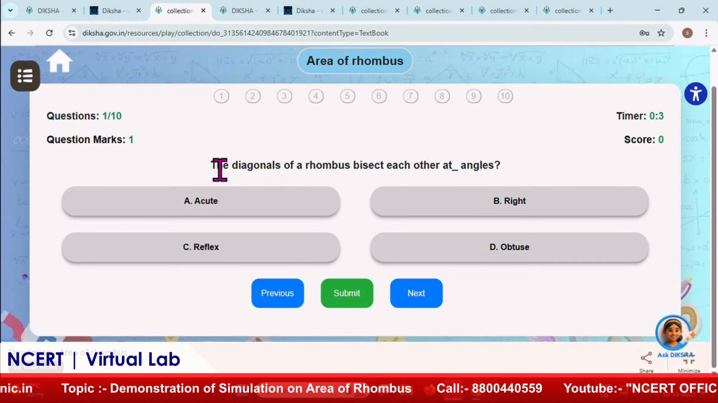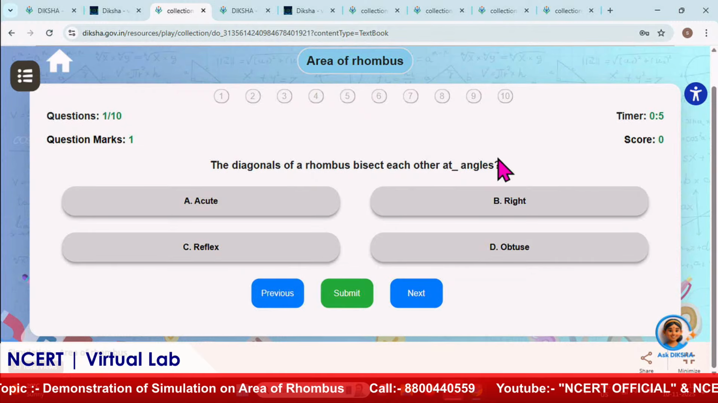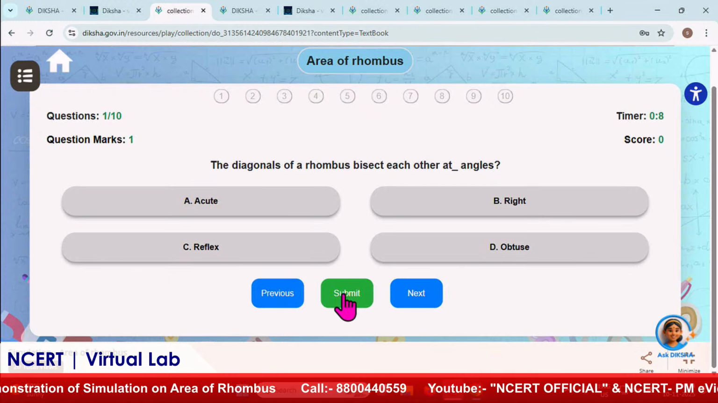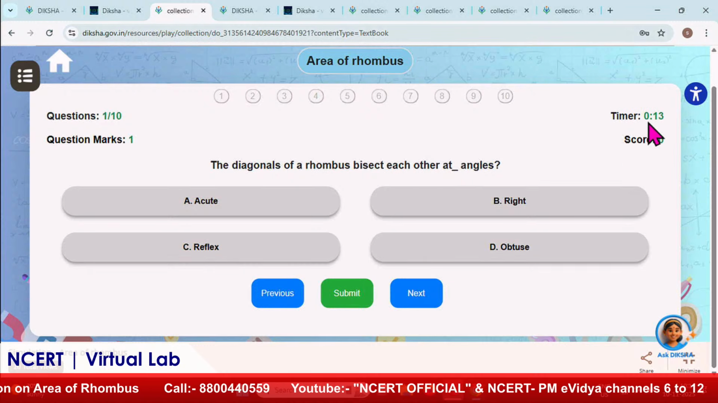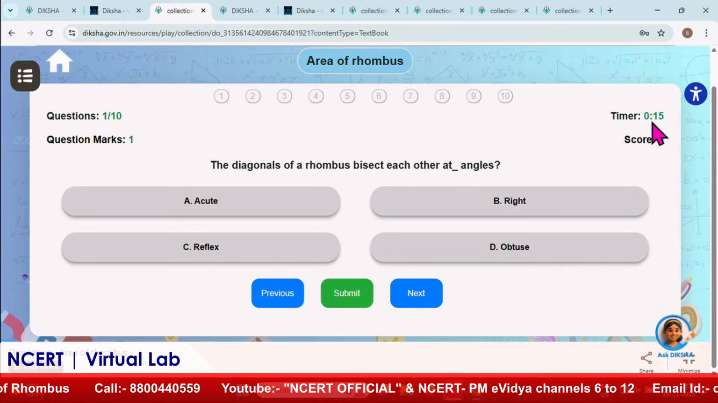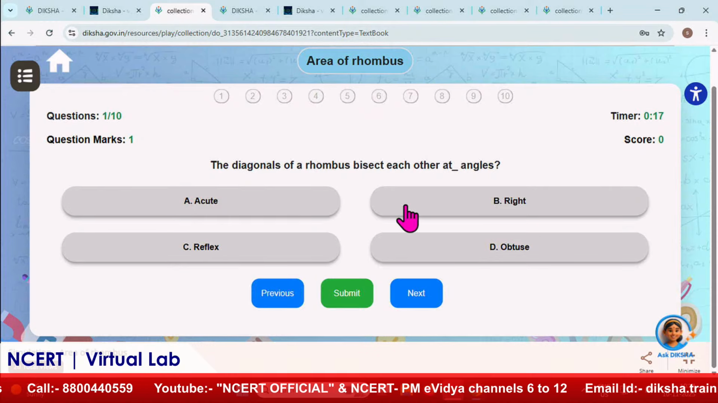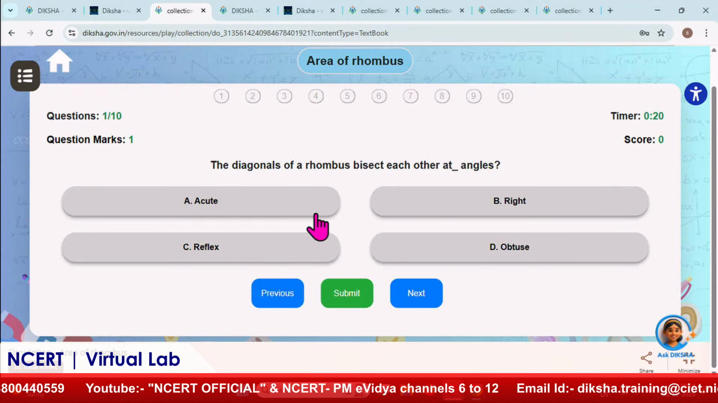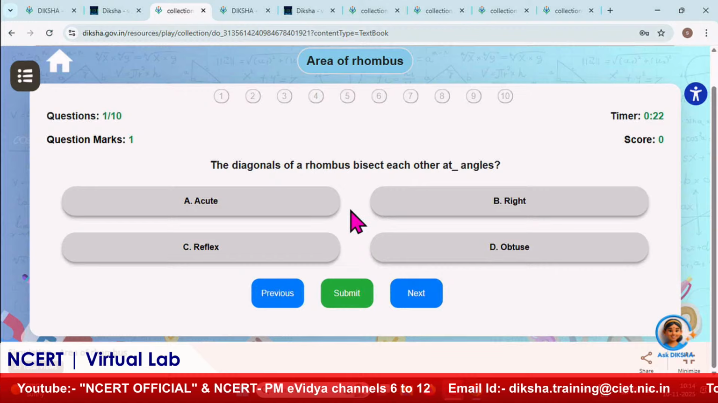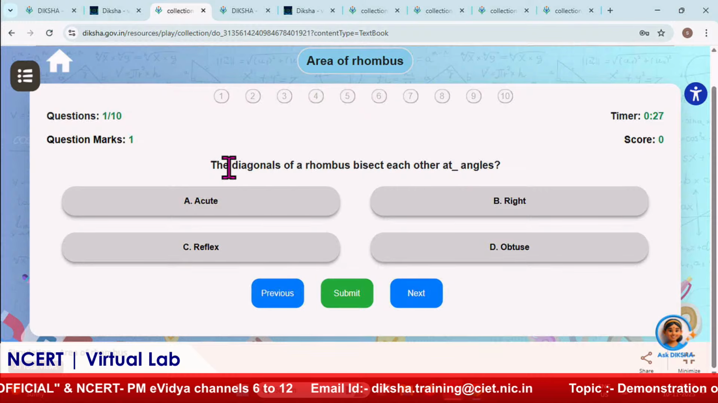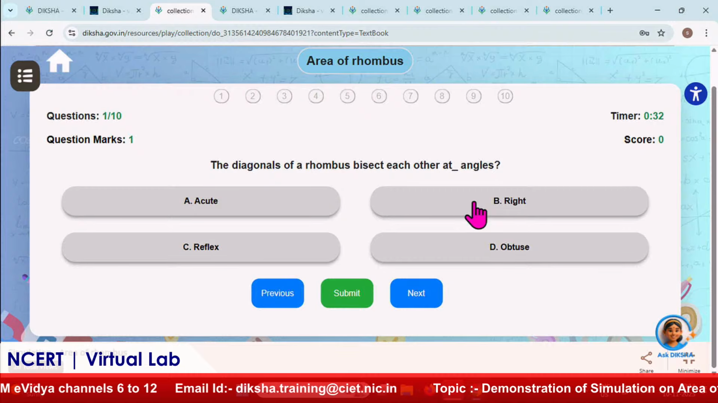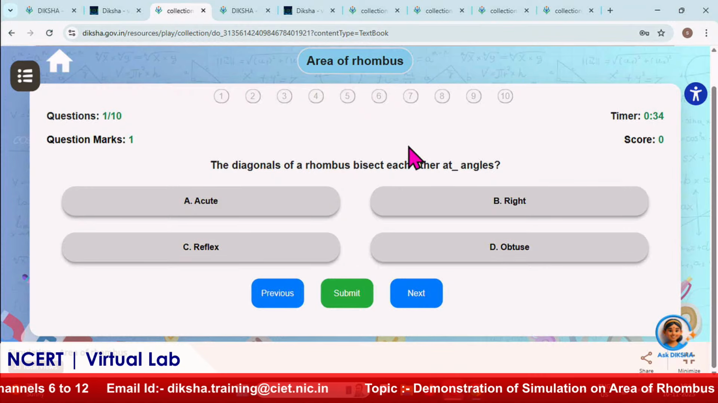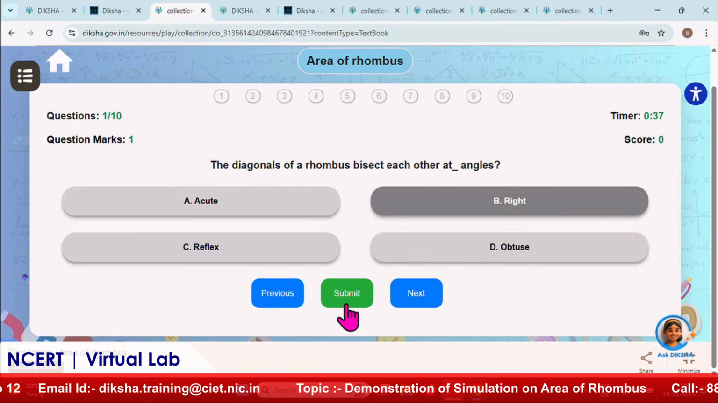In this part there are some questions given, and there is one submit button, a timer is given, and a score is given. So this way we can see how much time it is taking to do one question. We can improve our speed also, we can do a self assessment, and we can ensure that yes, we are good in this topic. So the first question is, the diagonals of the rhombus bisect each other. We just saw that the diagonals of the rhombus bisect each other at 90 degrees. So the correct answer is B.